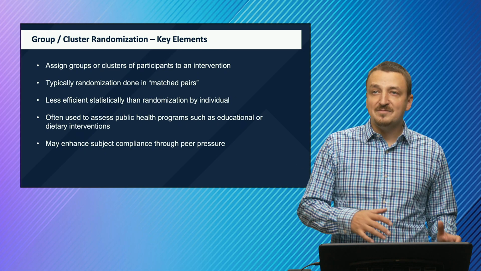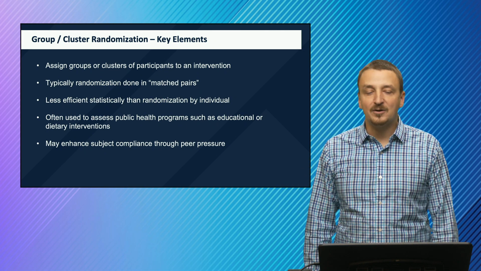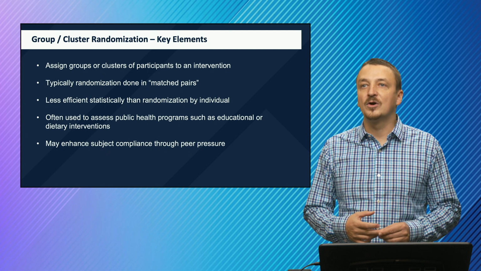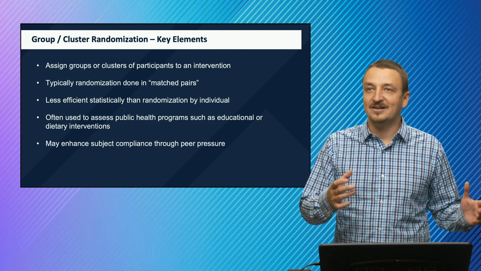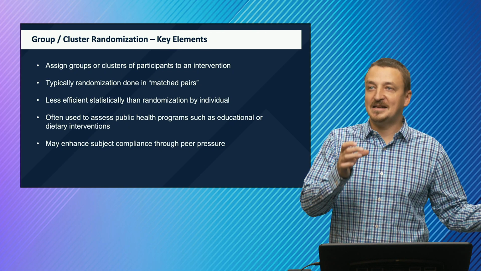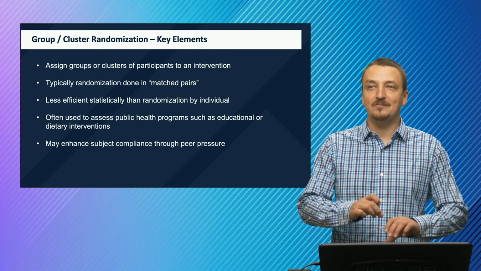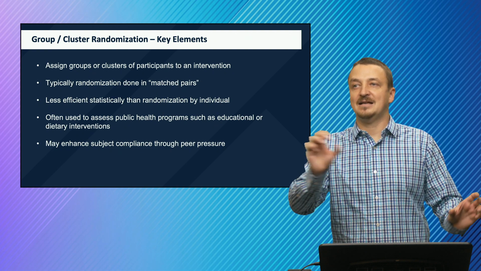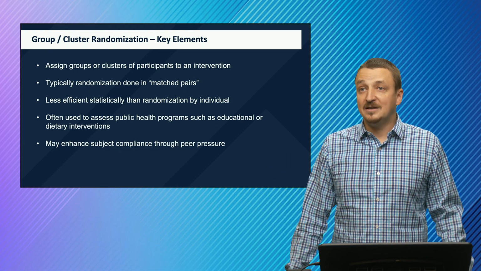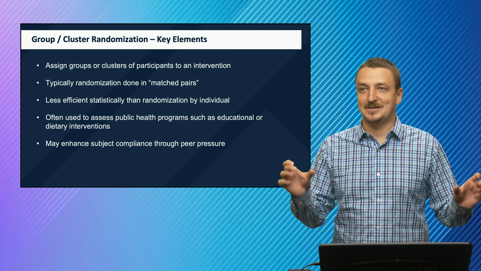When we go beyond the matched pairs to really groups or cluster randomization, there's a number of important key elements. First of all, it's important that here it's not pairs, but it's groups or clusters of participants, like the clinics that are assigned to an intervention. So the whole one clinic is receiving one intervention, and another clinic that is matched is receiving the other intervention. Typically, randomization is done in matched pairs, but it's not individuals, but really these big clusters or groups that we are matching.